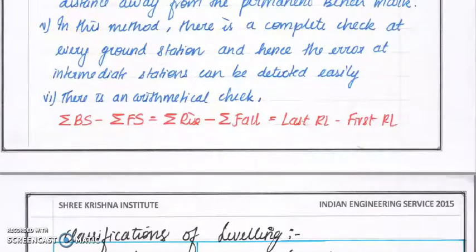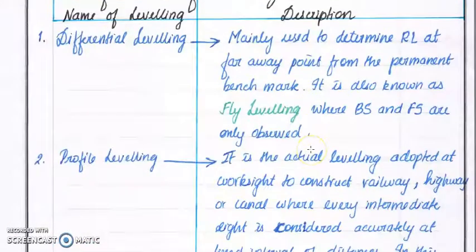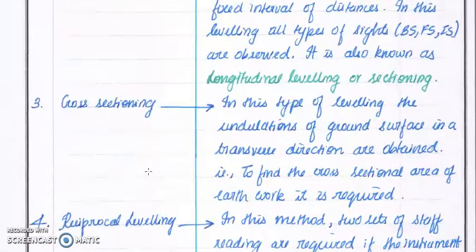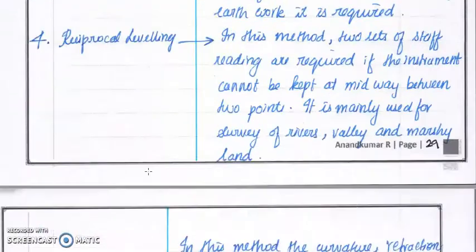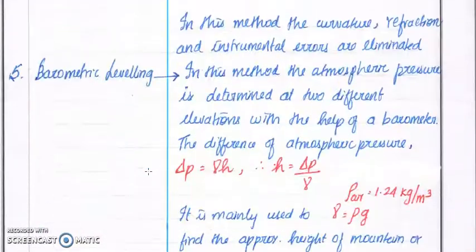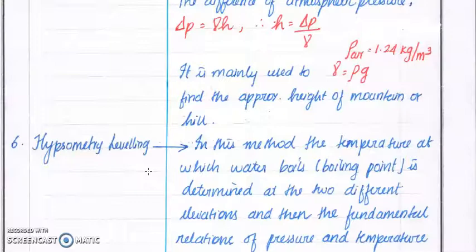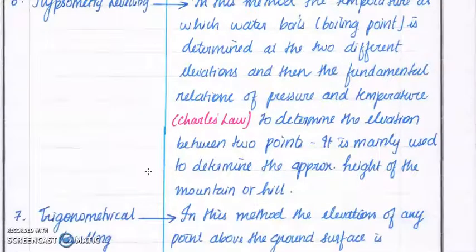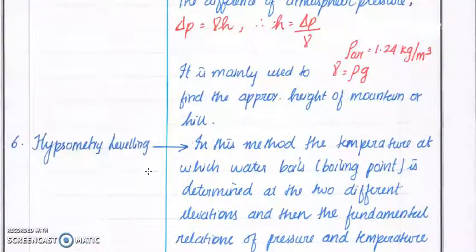Next, types of leveling. Differential leveling can be adopted when the stations lie at different places. Then there are differential leveling, profile leveling, cross sectioning, reciprocal leveling, barometric leveling, hypsometric leveling, and trigonometric leveling. So these are the types of leveling.